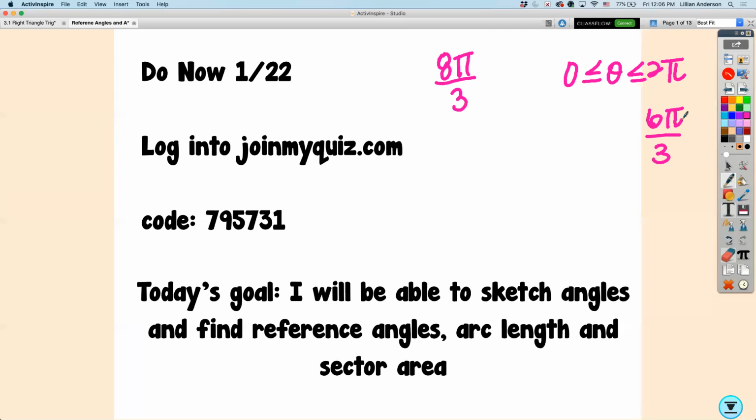To get a coterminal angle that's in between 0 and 2 pi, I'm going to need to do what to 8 pi? Subtract what? 6 pi over 3 or 2 pi. So then that's how you get your answer of 2 pi over 3, which does lie in between 0 and 2 pi.